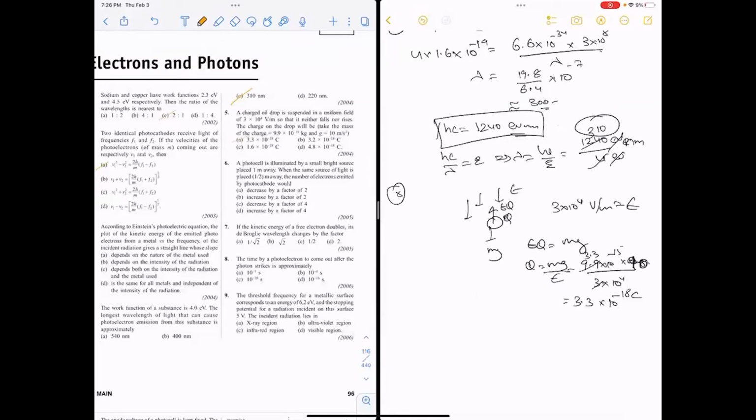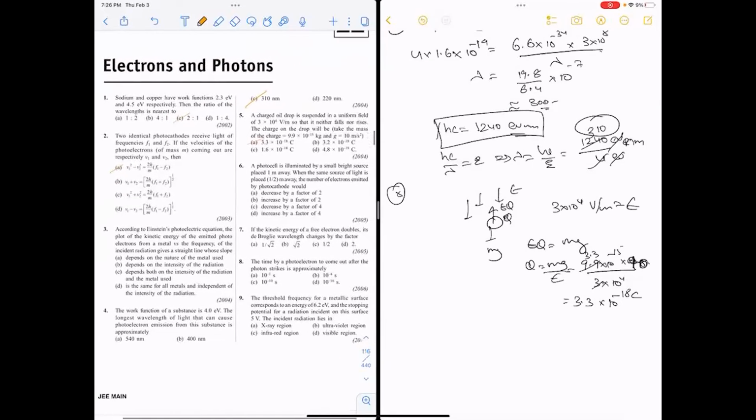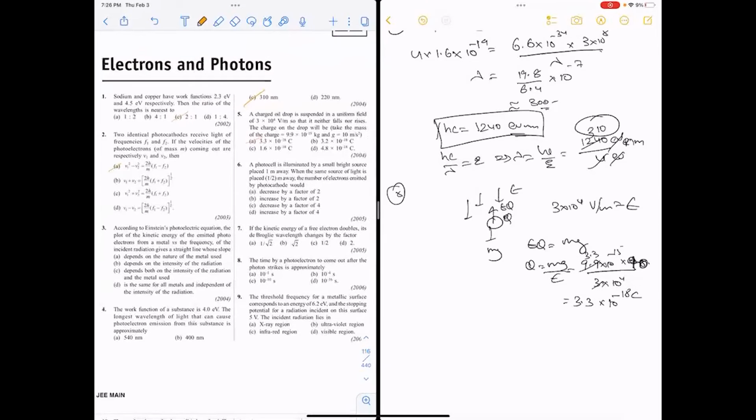Which value, man? Option A. 1240. Professor H.C. Verma used this value in one of his videos on YouTube. Which video? Which value? 1240. That is given in many textbooks also. If you go to Cengage and all, they'll give this shortcut 1240. So they keep that value to save time.